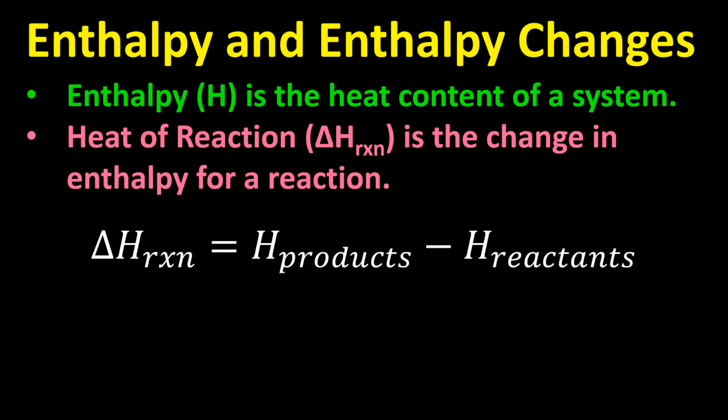So enthalpy, symbolized by a capital H, is the heat content of a system. And the heat of reaction is delta H. It's the change in enthalpy for a reaction. So we have an equation here: delta H of a reaction equals the H of the products minus the H of the reactants.